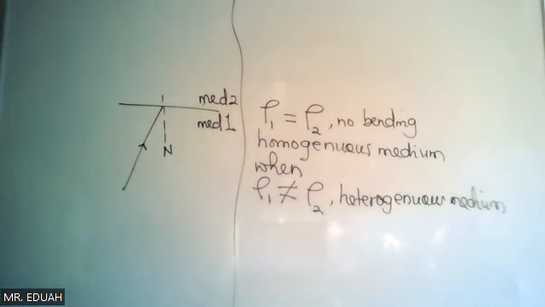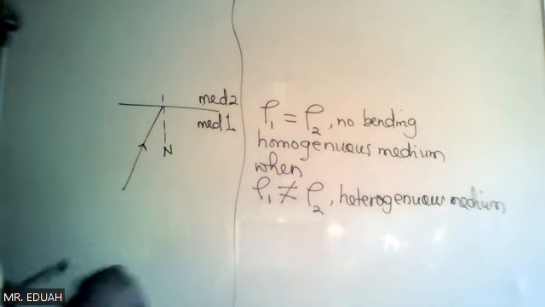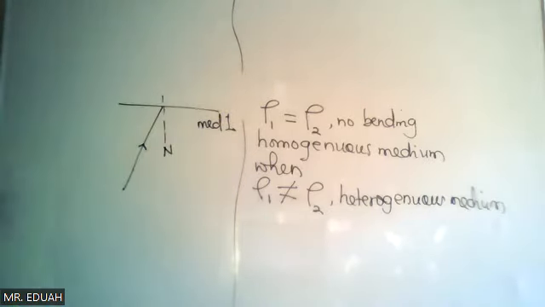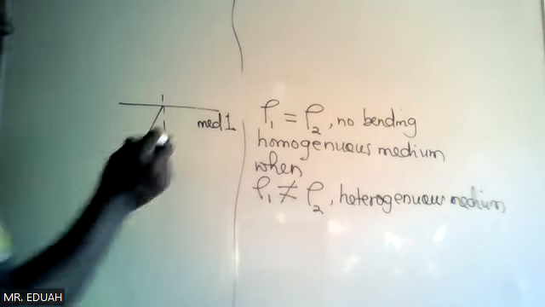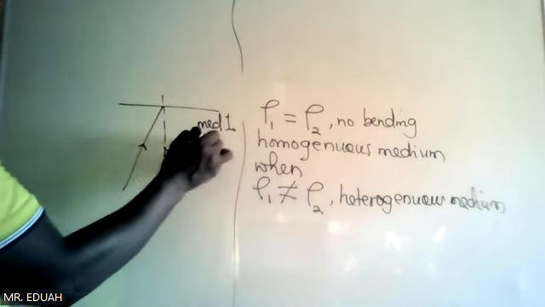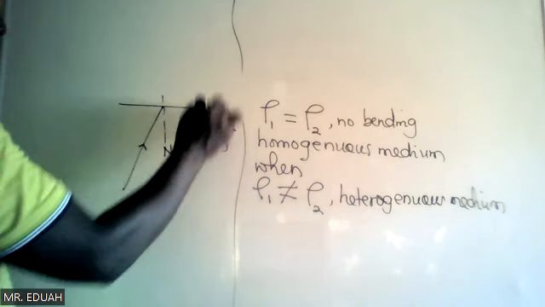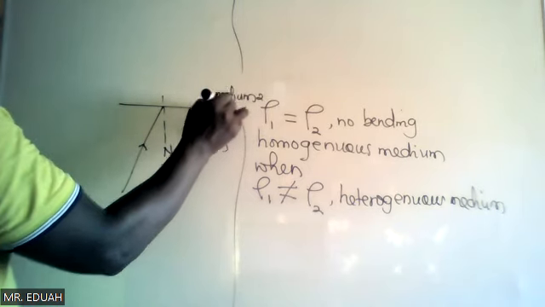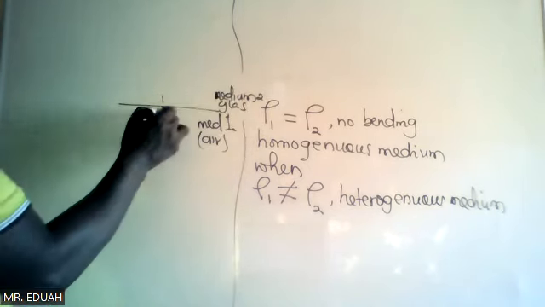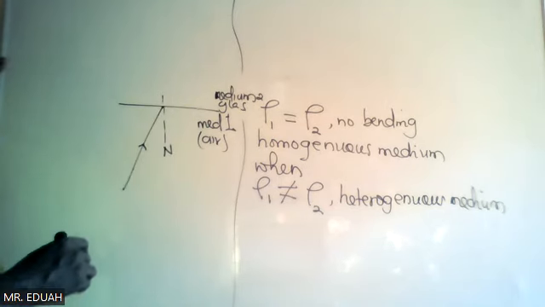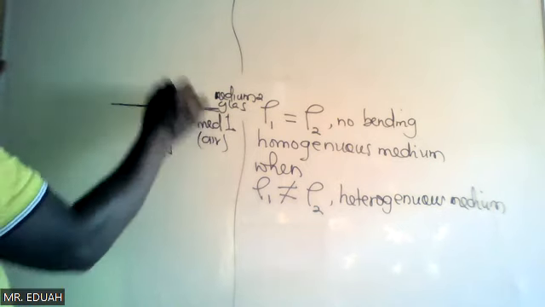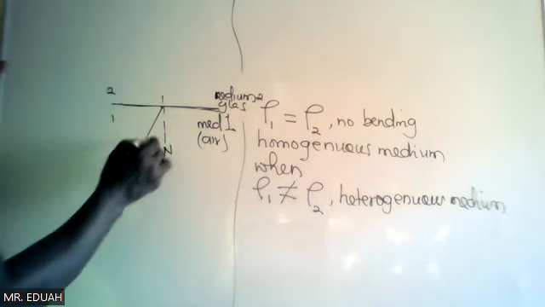Okay. Now, when it happens that the second medium is a transparent medium, such as light moving from air to glass, medium one is air, and medium two is glass. Then, when the light hits at the boundary, and this is the boundary between medium one and medium two, 1 and 2.